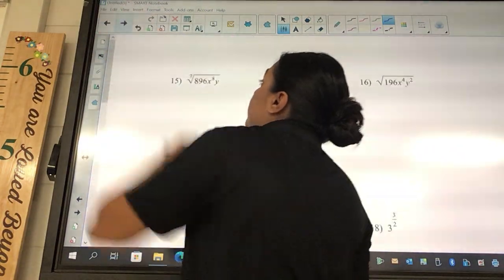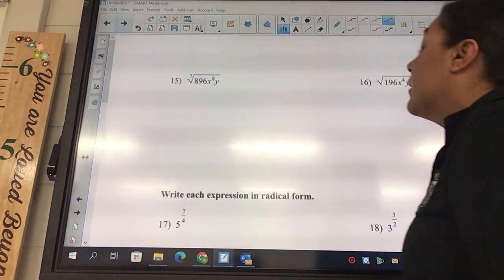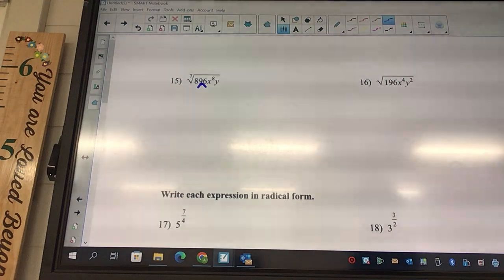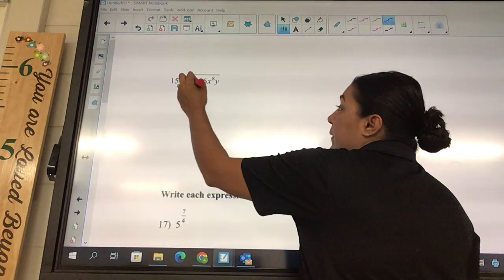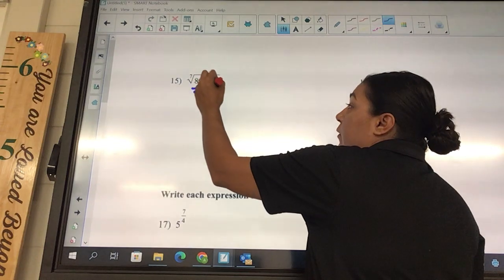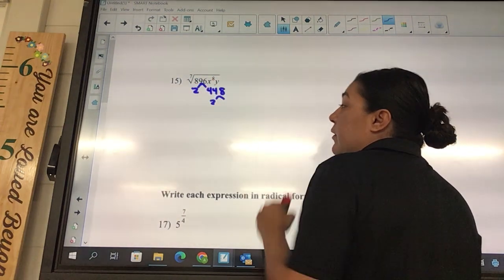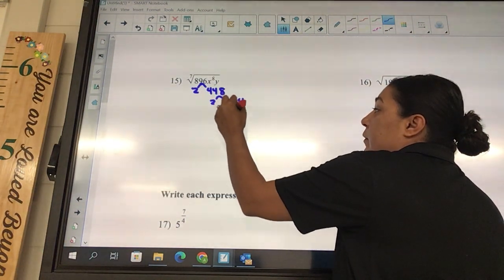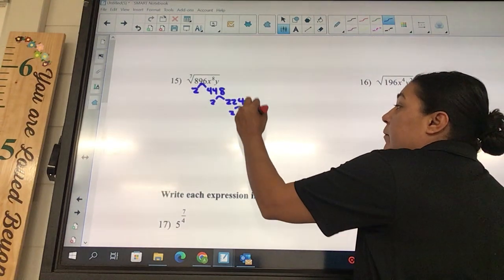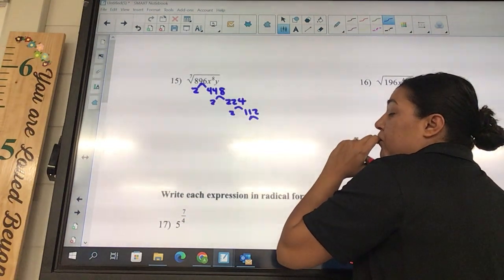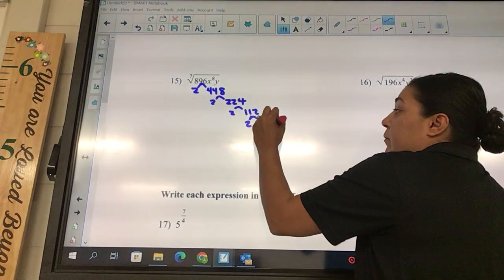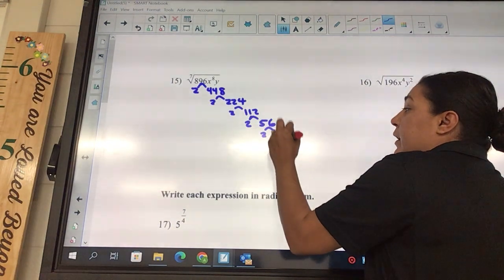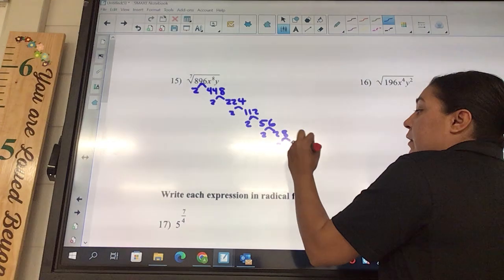There's about 10 left. 896. It's gonna be pretty long, so draw small. What are some factors of 896? 448, okay. 2 and 224. Good, 2, 112. Good. 2 and 56. Good. 2 and 28. 2 and 14. 2 and 7.